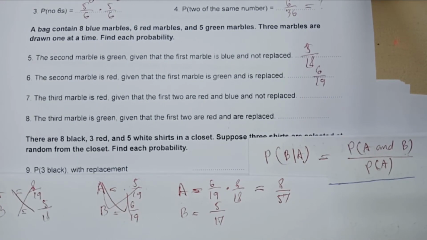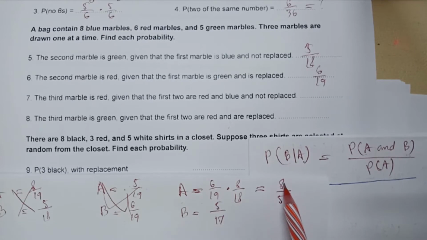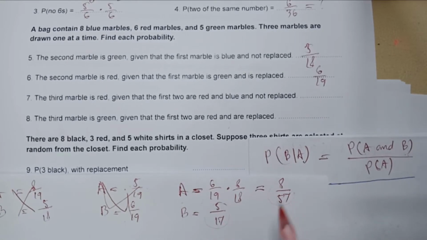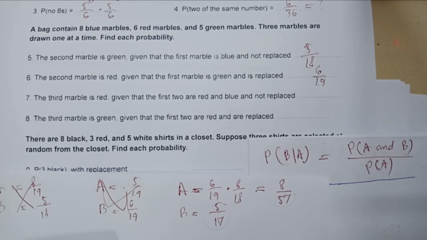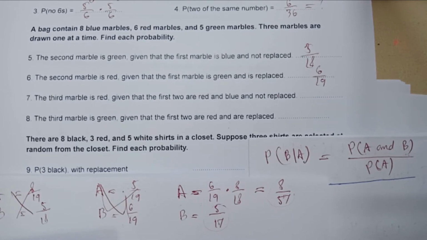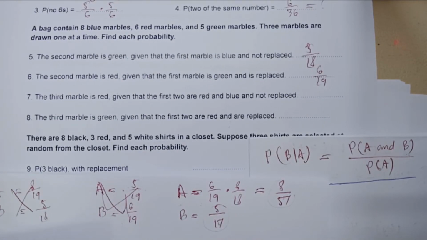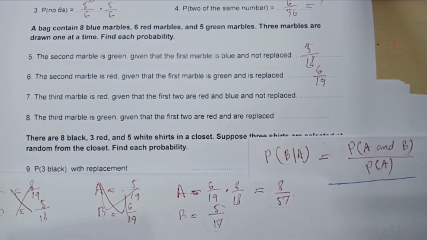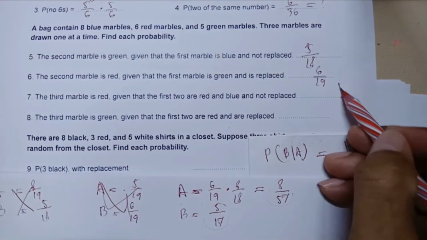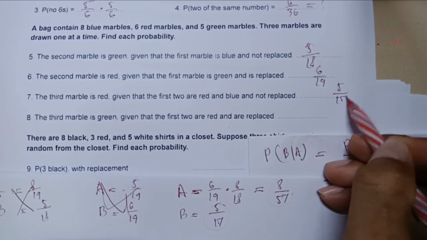So to find the answer to this problem: event A times event B, and then divide by event A, you'll get your answer. Let's do this with me. Event A, 8 over 57, multiplied by event B, which is 5 over 17, and you divide by event A, which is 8 over 57, will give you the answer as 5 over 17.